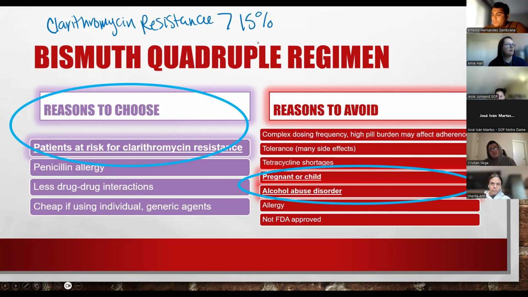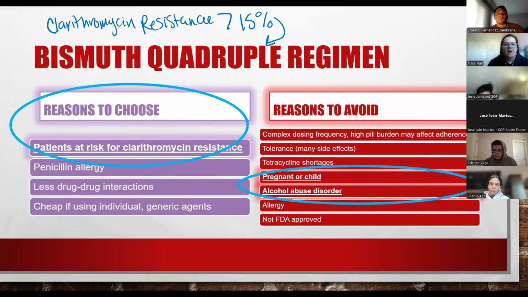So if the clarithromycin resistance is greater than 15%, we're going to choose this regimen, this bismuth quadruple regimen. Right? If the patient has a penicillin allergy, we can choose this because there's no penicillin in this. There's less drug interactions. And if we're buying all the agents individually, it is low cost, high value, is what we say in the insurance world, but what I say in the real world is that it's cheap, affordable. Patients can get the medicine.